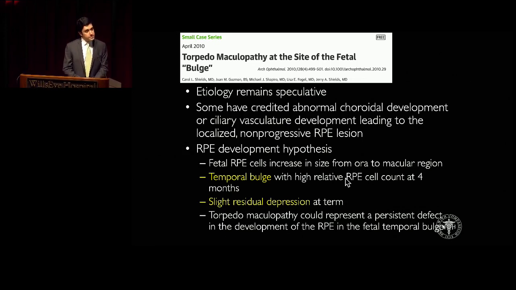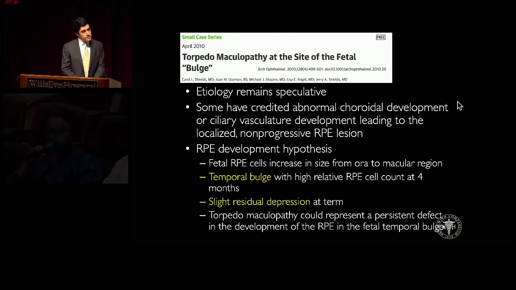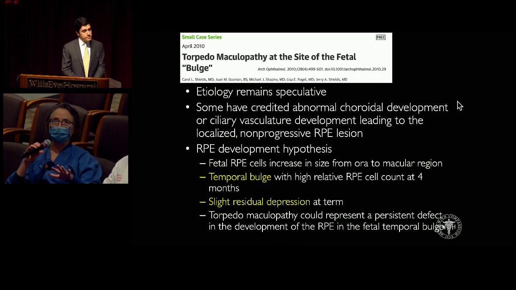Barbara Streeten was an ophthalmic pathologist. She lived in Rochester. She did a ton of work on the development of the retina and the RPE in the fetal tissue, because she had access to all preterm babies who had died for whatever reason. So she did a lot of study on the development of the retina. I think the biggest contribution that she made was the development of the retina and the RPE.